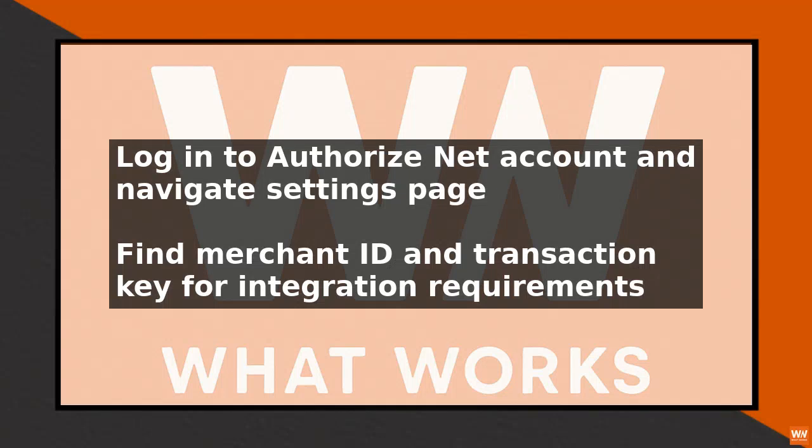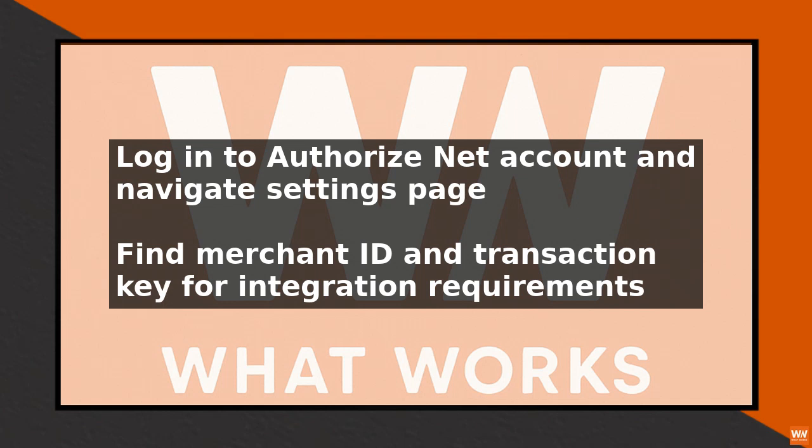Configuring Authorize.Net AIM integration is a straightforward process that enables you to securely accept payments on your website. To begin, you need to have an Authorize.Net account and a merchant ID. First, log into your Authorize.Net account and navigate to the Settings page. Here, you will find your merchant ID and transaction key, which are required for the integration.